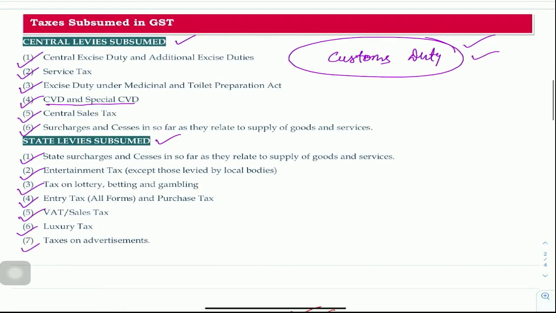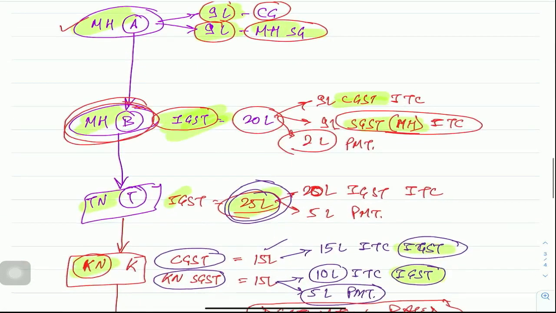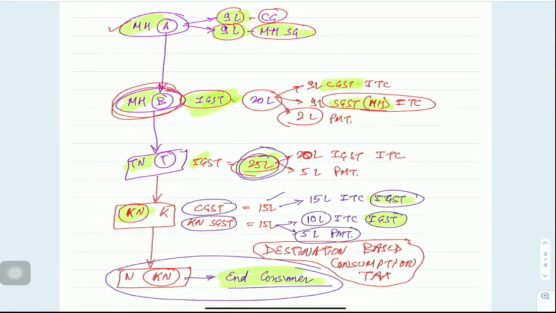It is there in the book itself, which all taxes got subsumed in GST. Sir, 35 acts are framed in GST. Done. Sir, this is a very good fundamental. One very good illustration is also given in the questionnaire regarding this flow of revenue from one state to another state. Who will ultimately get the revenue? Take a photo of this slide and please copy this in your notebook very carefully.